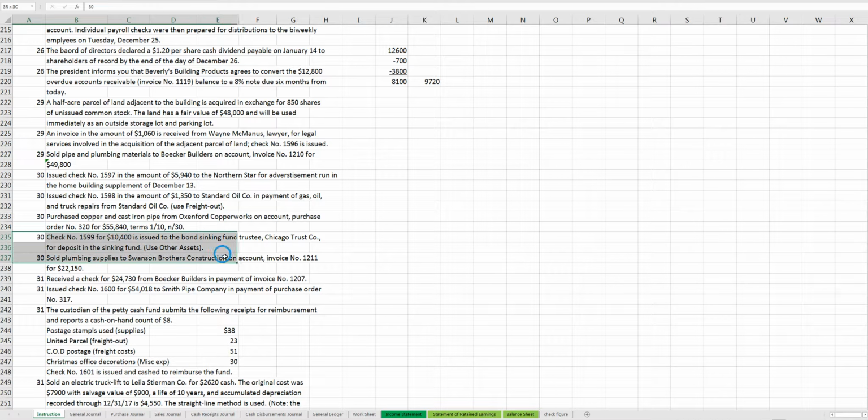Alright, next we issued a check to the bond sinking fund trustee for deposit in the sinking fund. Use other assets. So again, this is a cash disbursement transaction. Let's figure out what the journal entry is. Because it's other assets, we're going to debit other assets and credit cash, right? That's it. I'm going to record it in the cash disbursement journal.